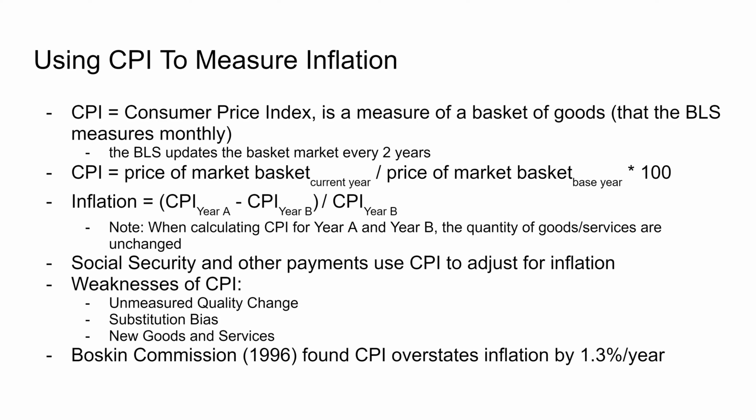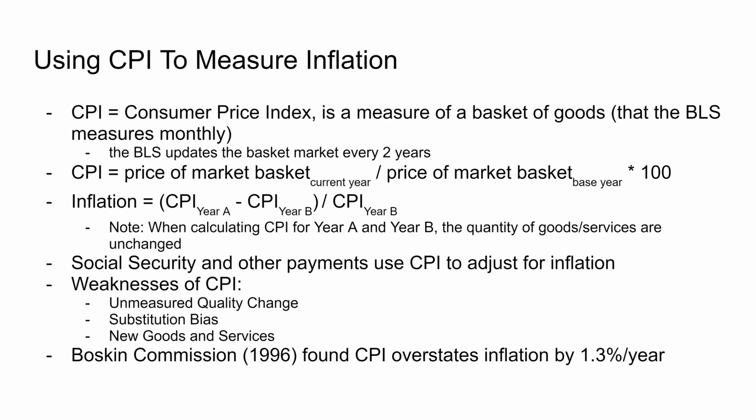Substitution bias. Substitution bias basically states that as the price of one good increases, households will find a way to buy more of the substitutes. Remember that the BLS only updates the market basket every 2 years. So when a good inside the basket has a higher price, it does not mean people still buy as much of that good as before. People will switch to the cheaper substitute, but CPI does not account for that until the BLS updates its market basket.